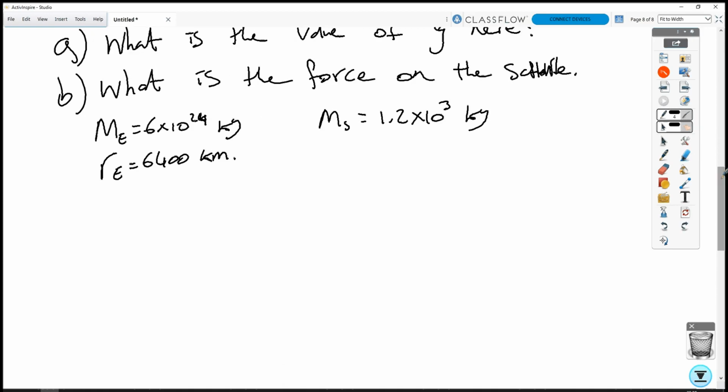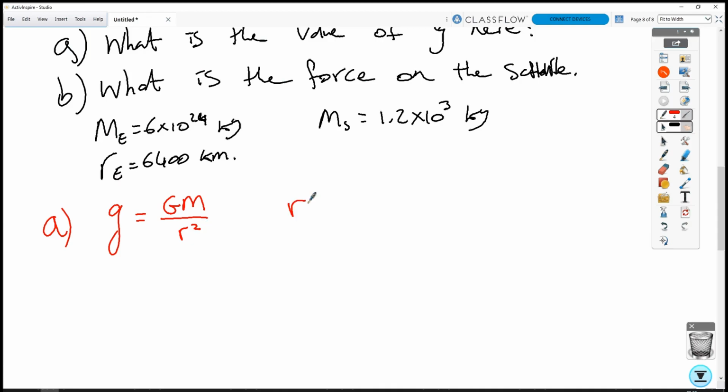So, to solve this problem, we're first going to write down the equation that we need, which is that g equals Gm over R squared. Now, in the question, we've been given how far the satellite is away from the surface of the Earth, but we take the separation to be from the center of mass. So we actually have to find the separation by doing the radius of the Earth plus the height above the surface of the Earth for the satellite.